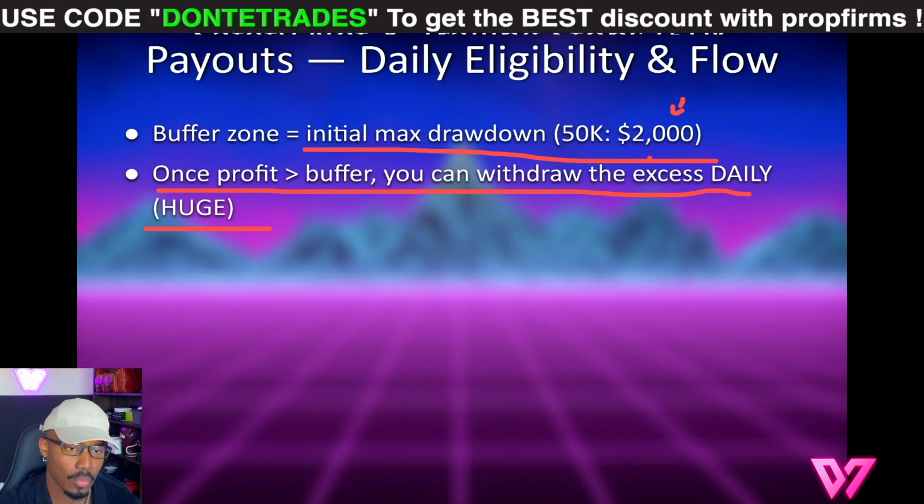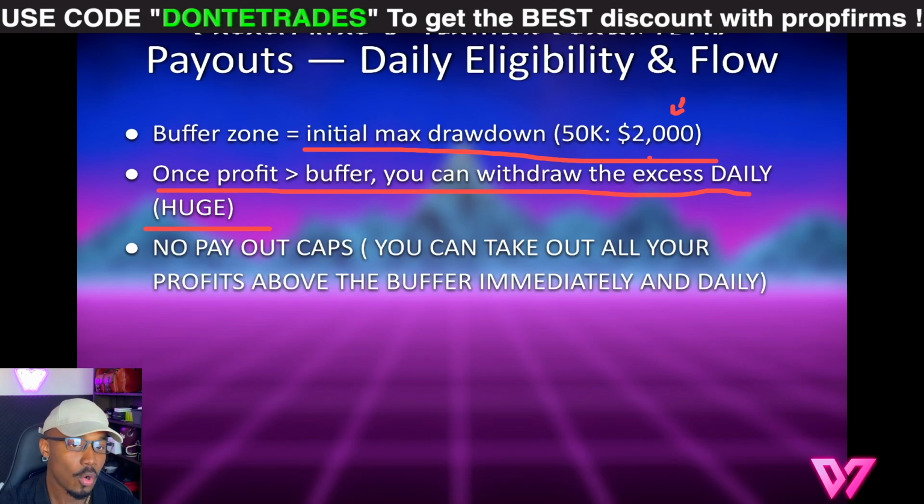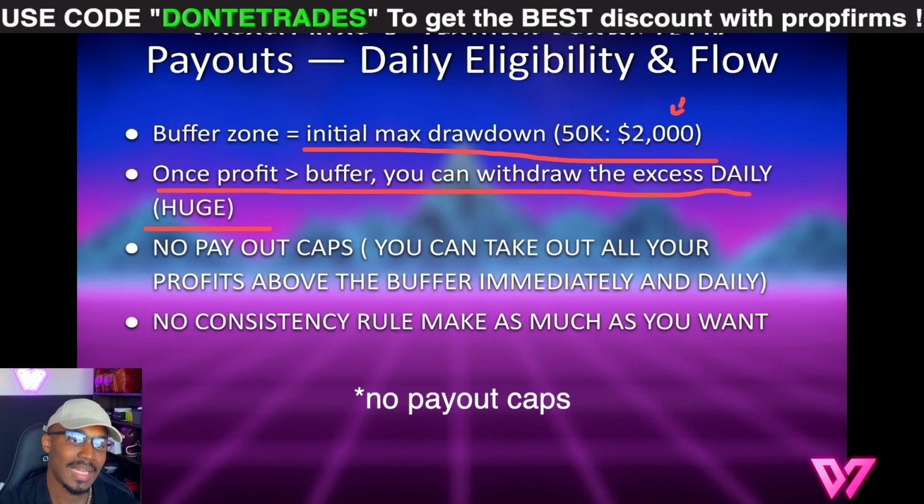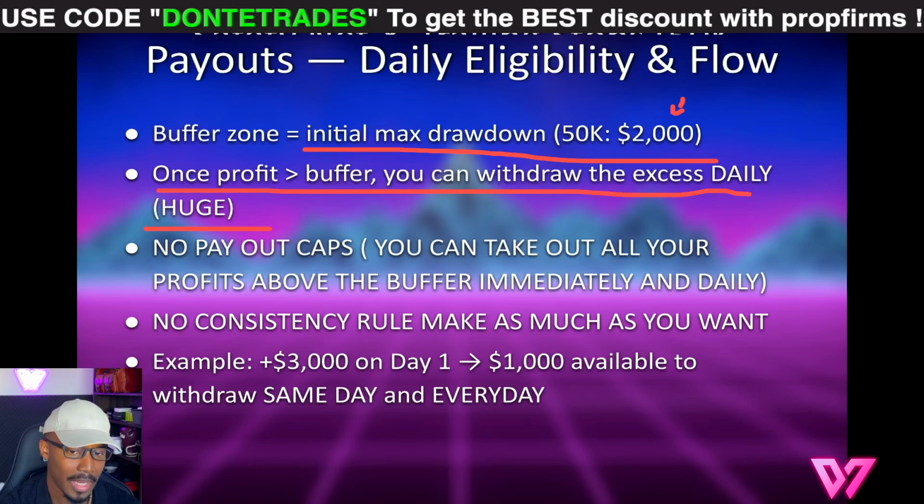This is huge, huge, huge, right? So no payout caps. You can withdraw daily, and you can take out all your profits above the buffer immediately and daily. And this combined with the no consistency rule, no payout caps, and you can take daily payouts. This is just by far, and nothing even comes close to the payout rules that they have. This basically becomes, once you hit that buffer, a personal account, right? So this is absolutely, absolutely huge.